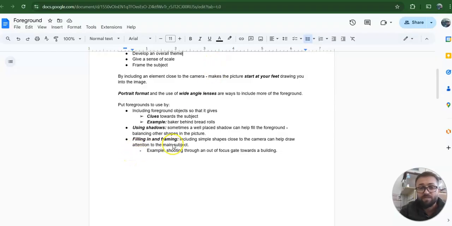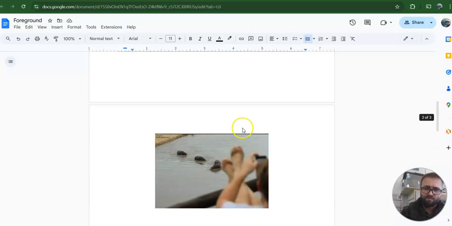Using shadows, sometimes a well-placed shadow can help fill your foreground, balancing other shapes in the picture. Filling in and framing, including a simple shape close to the camera can help draw attention to the main subject. For example, shooting through an out of focus gate towards a building can sort of give you an idea of, okay, we're moving towards the building. So this is the entry gate, we're moving towards the building.